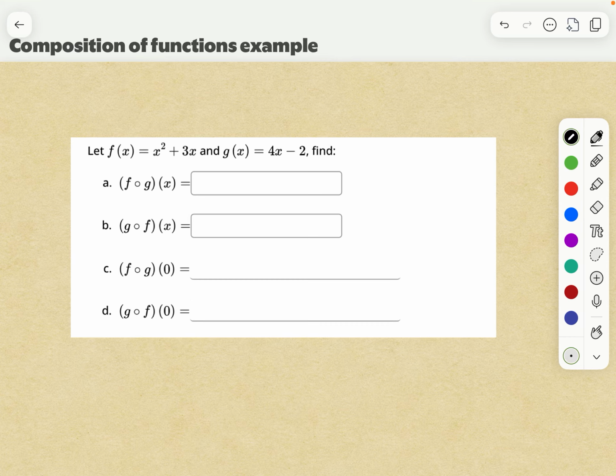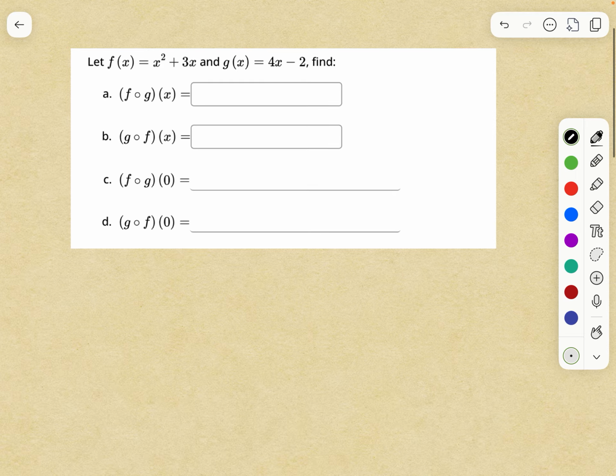The problem says let f of x equal x squared plus 3x and g of x equal 4x minus 2. Part A says find f of g of x. So for part A, this is f of g of x. That means that I take f and then evaluate that at g of x. Well, the problem tells you that g of x is 4x minus 2.